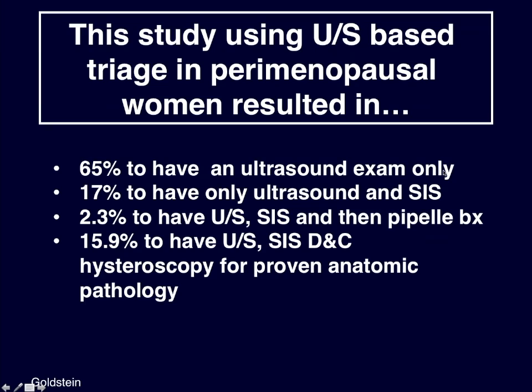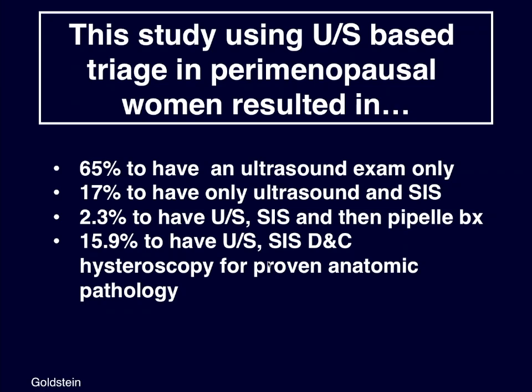The study that we presented using ultrasound-based triage in perimenopausal women resulted in 65% of women being able to have an ultrasound exam only, done at the right time of the cycle. Another 17% got sonohysterography, either for a thick endometrial echo or inability to see it. Only 2.3% got Pipelle biopsy for a proven global process, and about 16% went to the OR for D&C hysteroscopy, but for proven anatomic pathology.